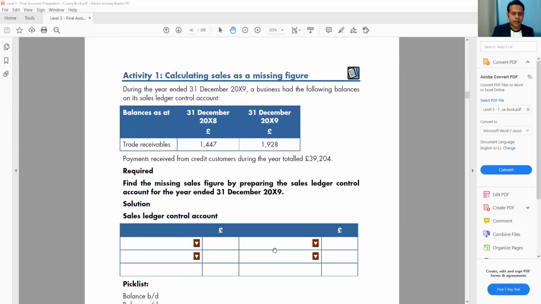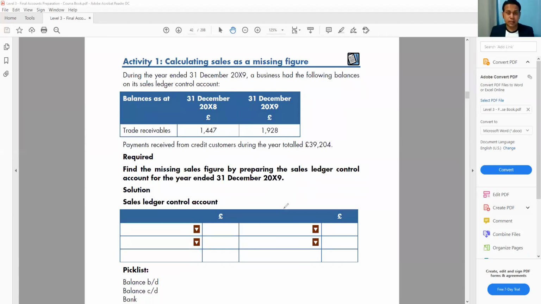For example, question number 1 in activity 1, let's try one activity, at least we'll understand what exactly the incomplete records are. So in activity 1, we can see the question is asking calculating sales as a missing figure. So they said the sales is missing. That means I'm a person, I have a business, and I don't know my sale. I have no idea how much the sale is. So I want to find it out myself.